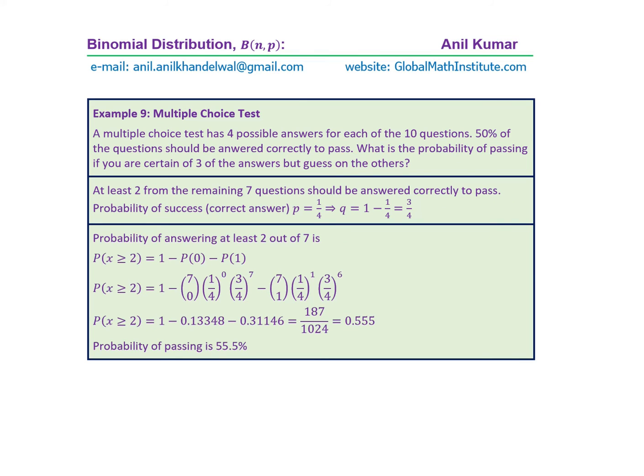Example 9. It is based on multiple choice test papers. A multiple choice test has 4 possible answers for each of the 10 questions. So we have 10 questions in all, and each question has 4 options. That is what it is, and we have 10 questions. 50% of the questions should be answered correctly to pass. So we need to answer 5 out of 10 correctly to pass.